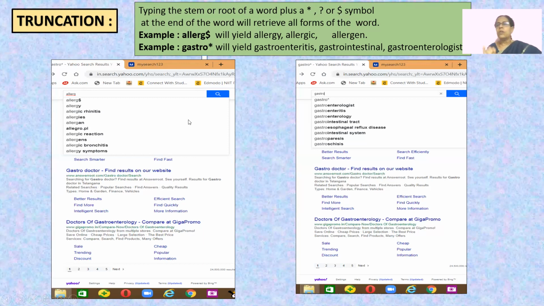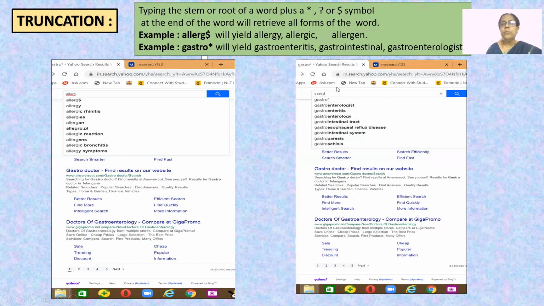All these search techniques, plus, minus, and the asterisks, question marks and dollars, you need to do as your homework. Please search on Google, type these words, take a screenshot and stick it in your classroom book. This is your activity. I've given you another example with the asterisk symbol: gastro, and put the asterisk. So you get gastroenteritis, gastrointestinal, and gastrology.